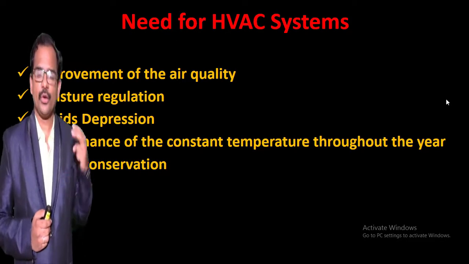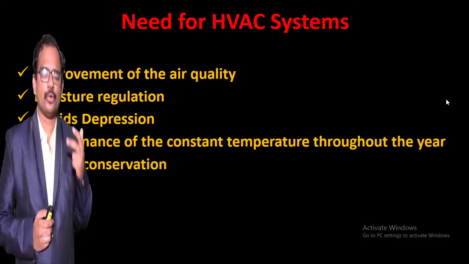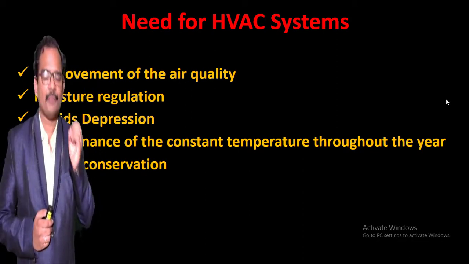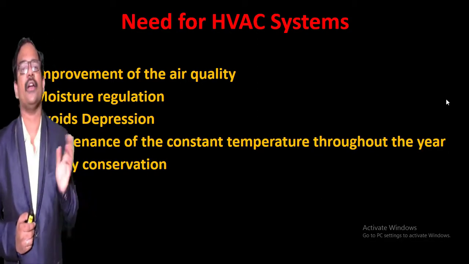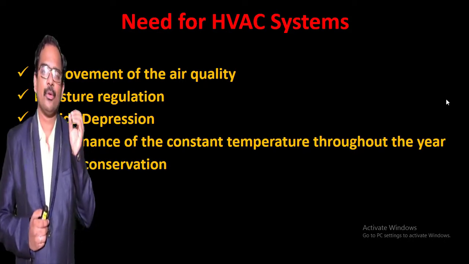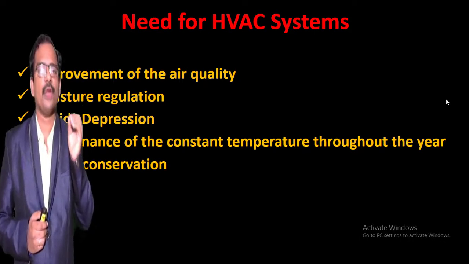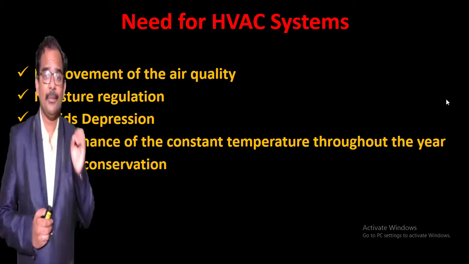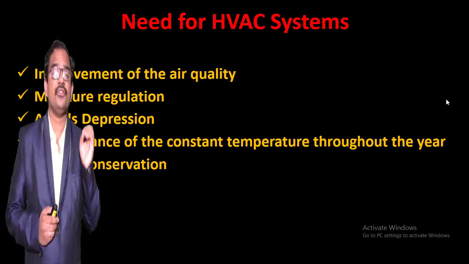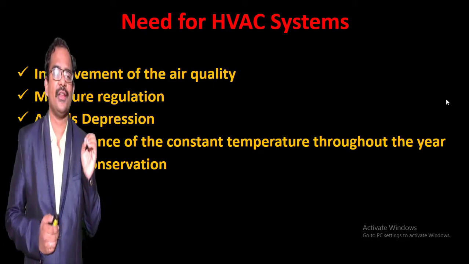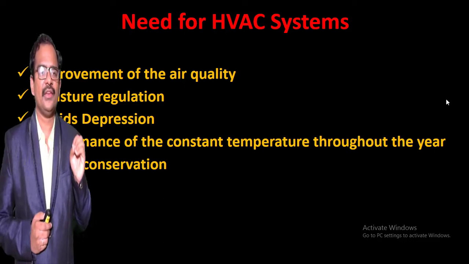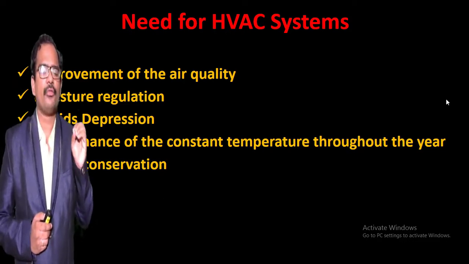As well as, if you are depressed, the environment inside your room can elevate or reduce your depression. If the environment is good, your depression will be avoided. So HVAC will take care of the entire air system of a closed space and keep you away from depression. It will also maintain a constant temperature throughout the year, be it summer or winter. And the final one is energy conservation. By using an HVAC system, you can conserve energy in your home. All these five needs make HVAC an important component of everyone's life.